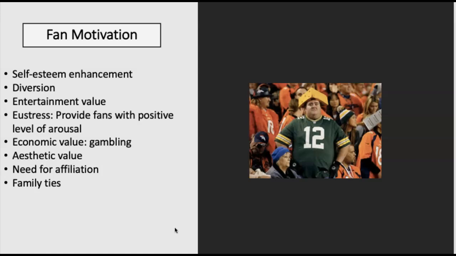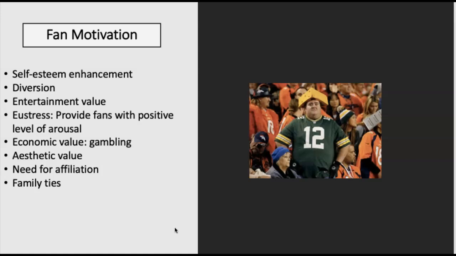The second motivation is called diversion. Diversion is considered as when you've got nothing to do, so you go and watch sports. It can help you fill your time, kill the time. Then entertainment value: some people not only go and watch the game itself, but also try to enjoy the atmosphere. So that's a motivation for sports fans.